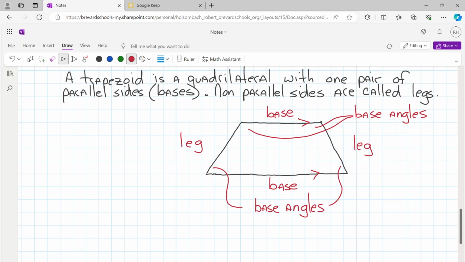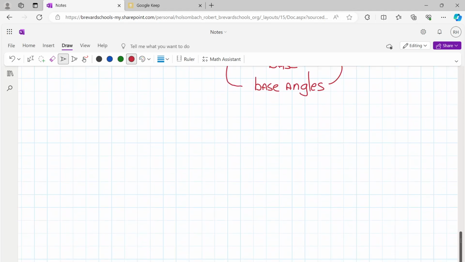All right, so trapezoid, quadrilateral, parallel sides are called bases, non-parallel sides are called legs, and you have two pairs of base angles. You got the two angles down here at the bottom that go with that base, and then you have the other two angles up top that go with your second base. So now you want to look at the theorems there related to isosceles trapezoids. They're a little more special and they have some special properties associated with them.